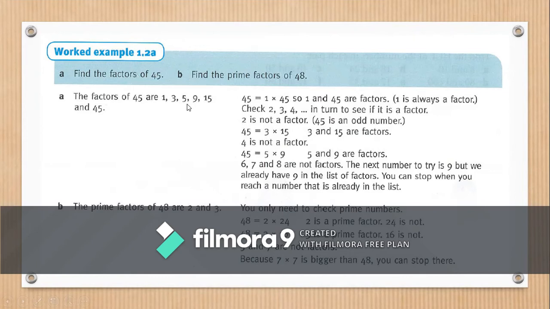Okay, 6 doesn't have, 7 doesn't have, 8 no, 9 like that. All these numbers we just check. There is no number that will give us 45. Okay, so these are the factors. That is our factor, not common factor.